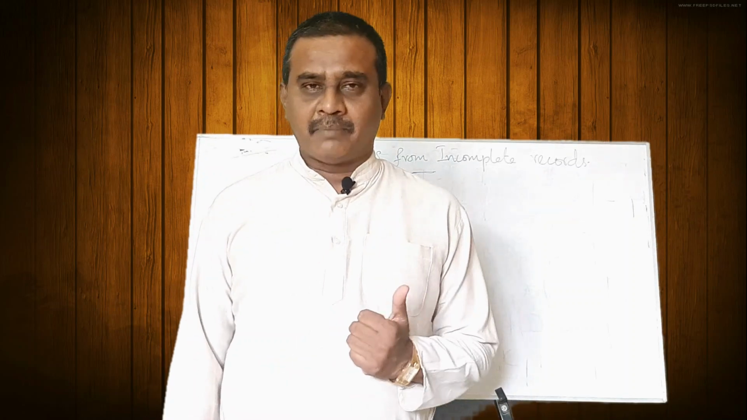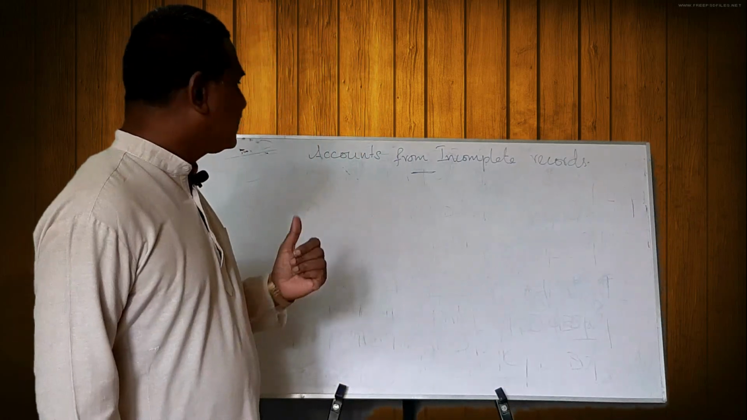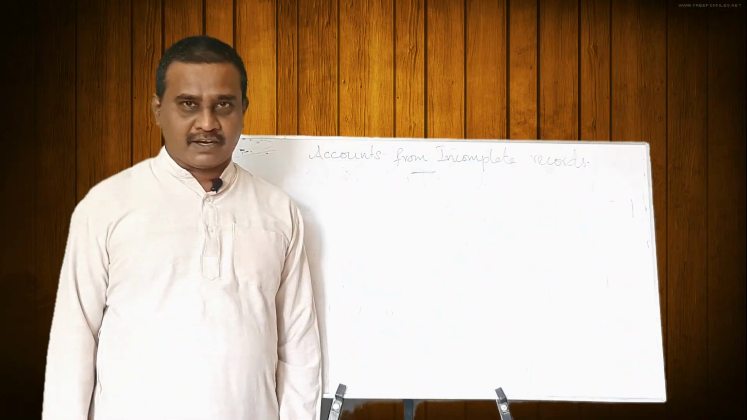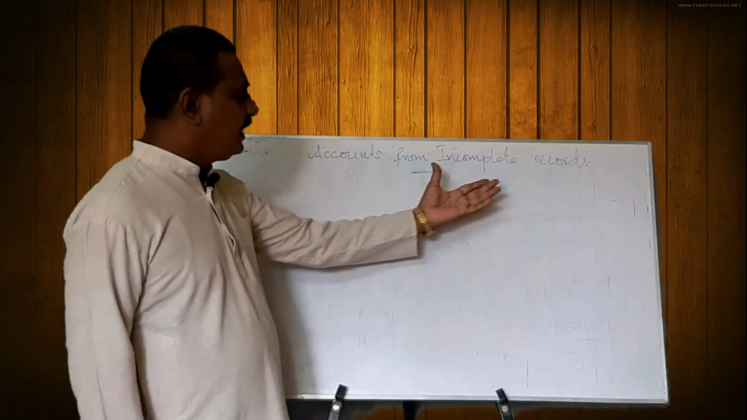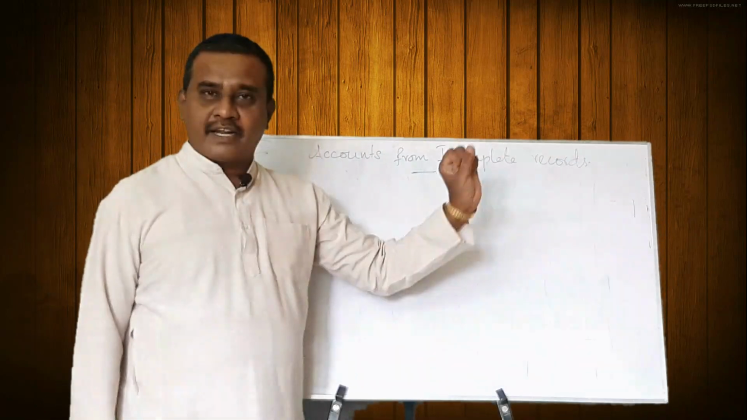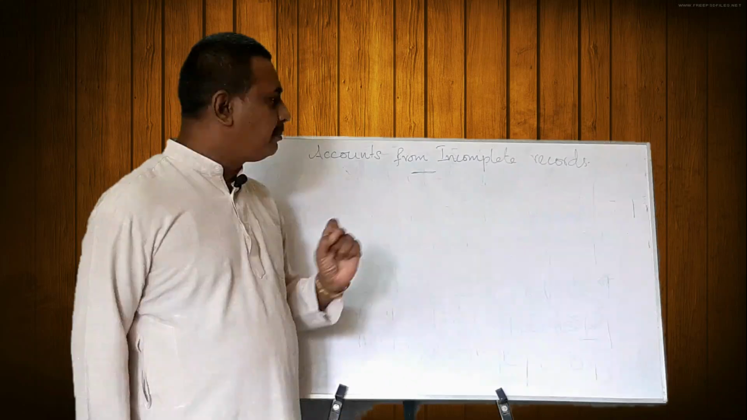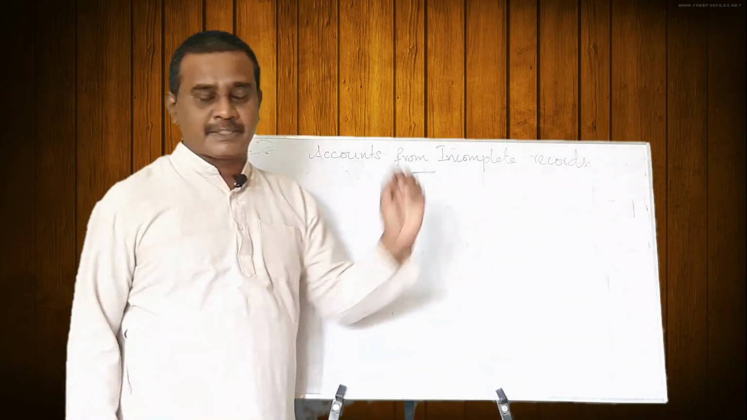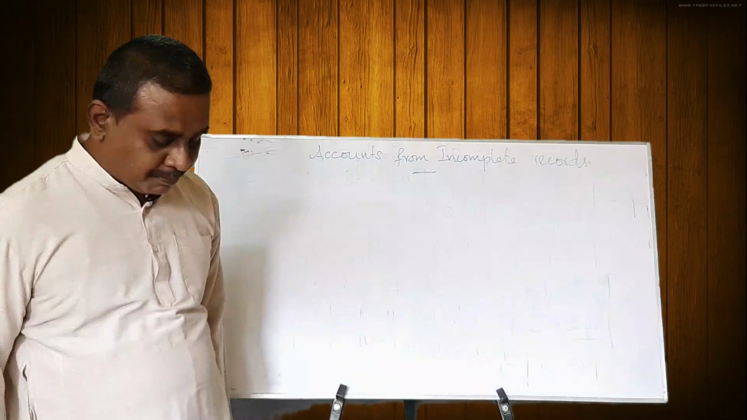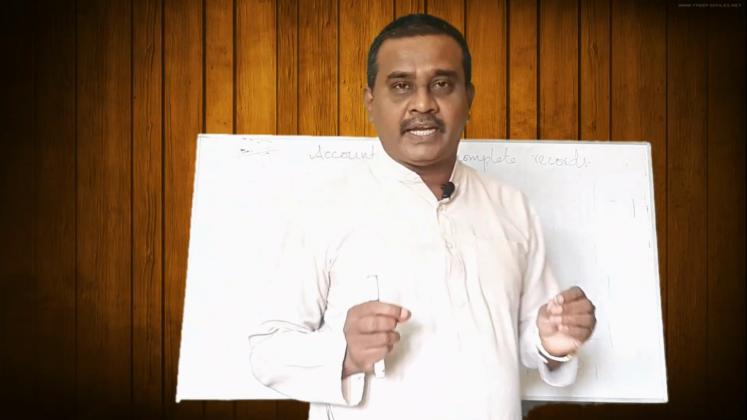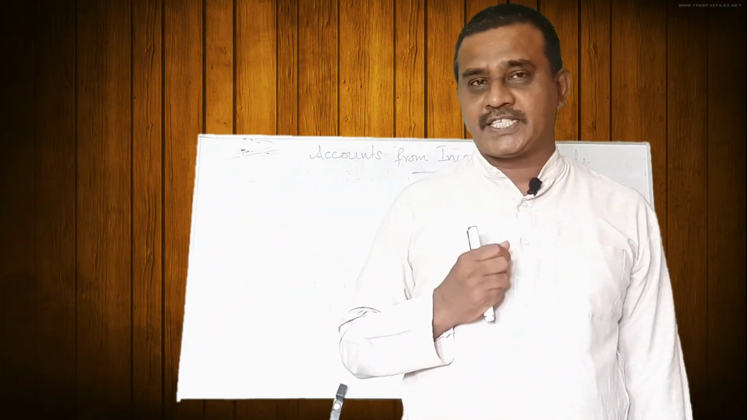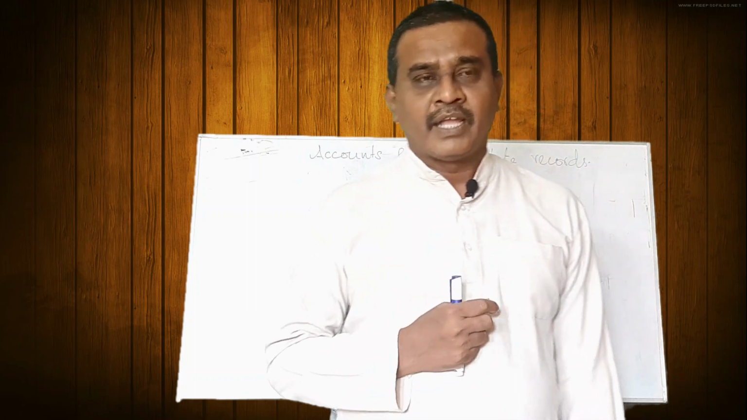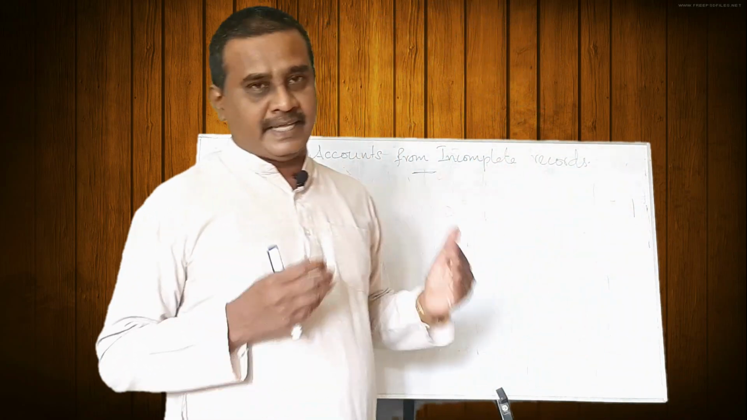Let us start our program with Unit 1, that is accounts from incomplete records. Before going to see the meaning of incomplete records, it is necessary to know the meaning of complete records. What do you mean by complete records? For this, you have to recollect what you have studied in the first year. Let me help you to recollect them.